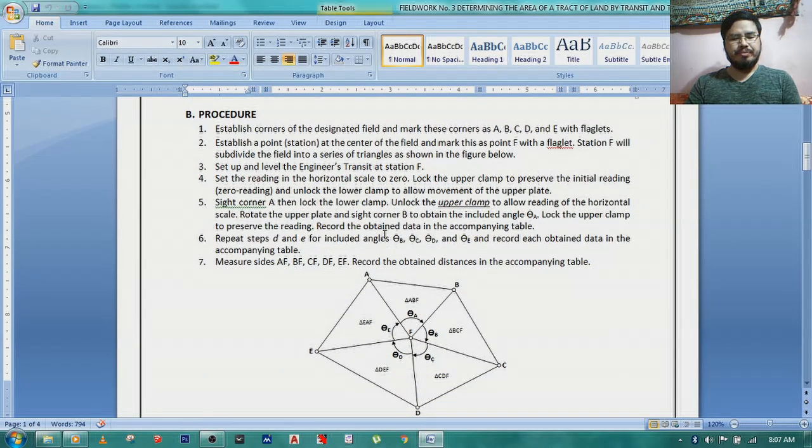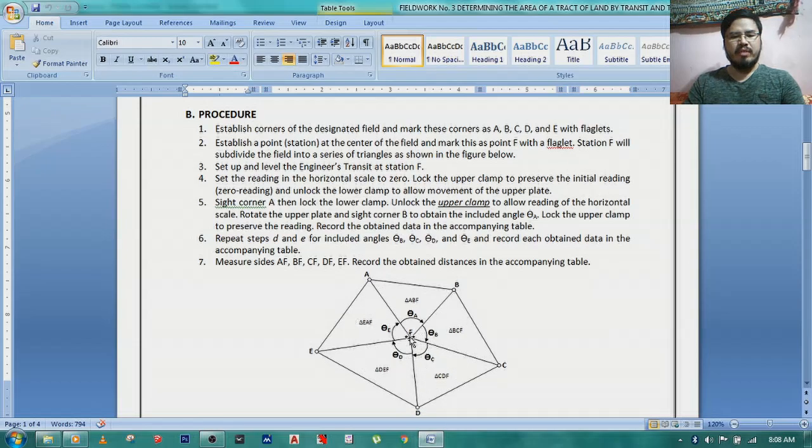So first, we are going to establish corners of a lot. We will designate that as our station A, station B, we have station C, D, and E. Okay, after establishing those assumed corners of a lot, we'll be establishing another imaginary point somewhere in the middle of the lot. We can designate that as point F or station F. Then afterwards, we are going to set up and level our transit here at point F.